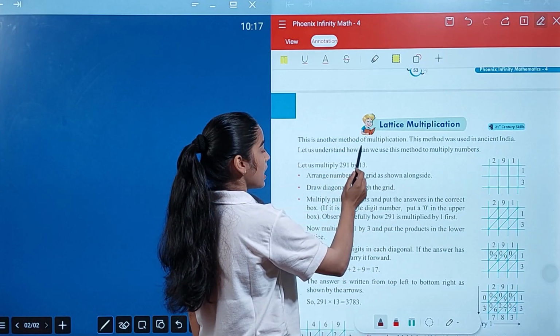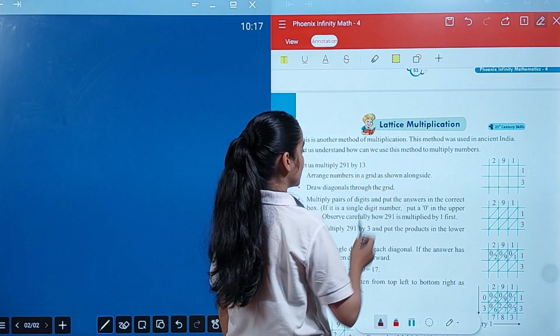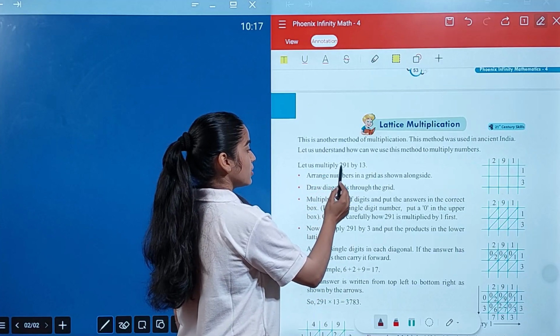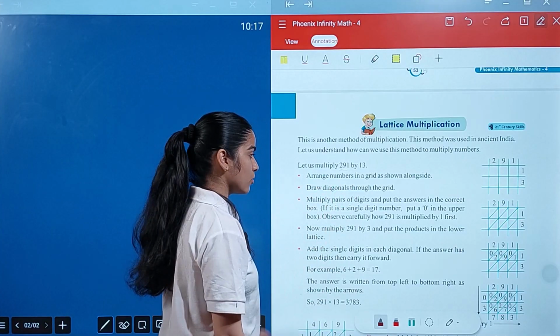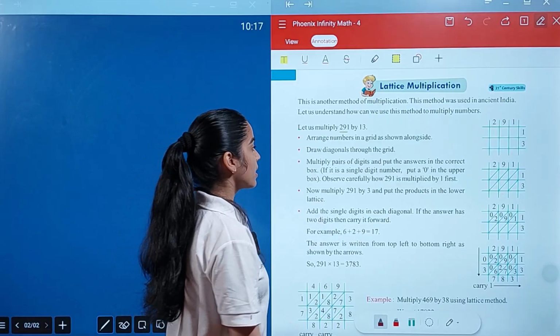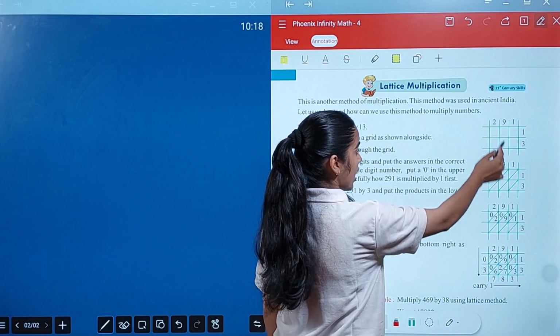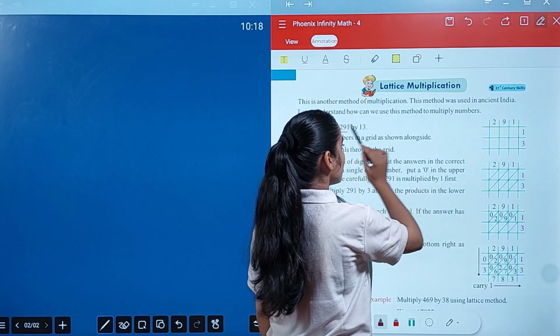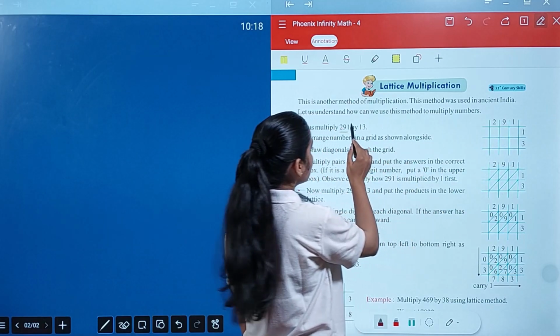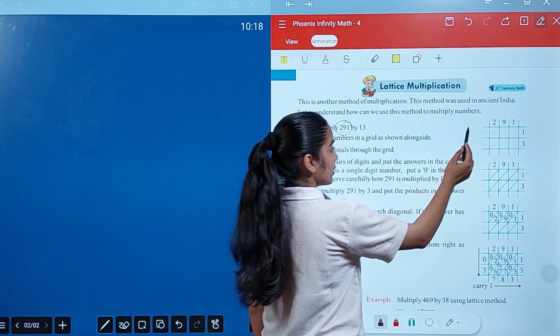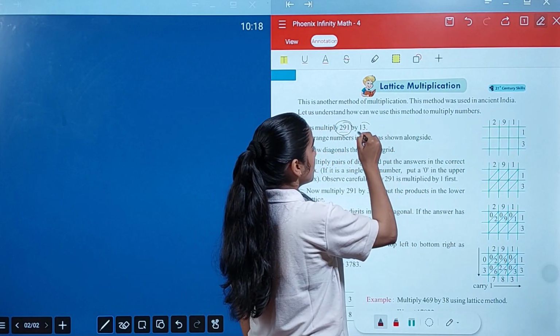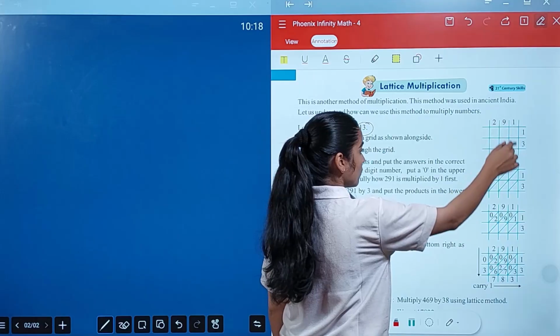Let's understand how we can use this method to multiply numbers. Let us multiply 291 by 13. First we have to make a grid. Arrange the numbers in a grid as shown alongside. The multiplicand should be arranged on the horizontal line and your multiplier should be arranged on the vertical line.